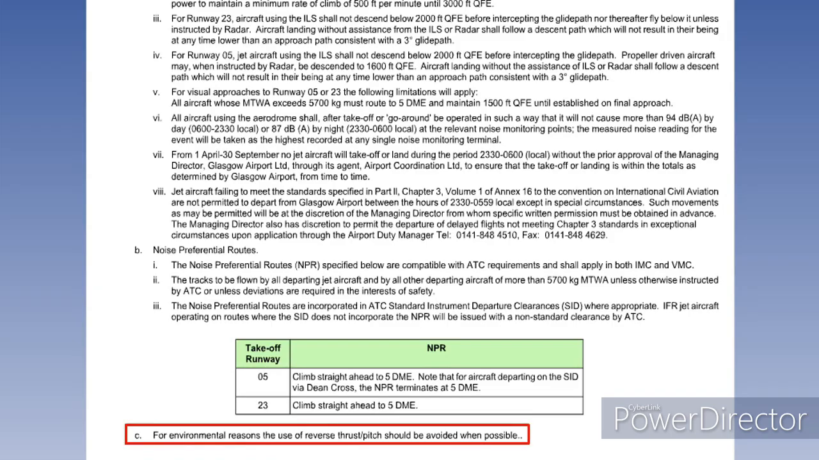For landing, noise abatement procedures do not prevent the use of reverse thrust and reverse pitch, although individual local procedures may request the minimum use of reverse. Also, displaced landing thresholds should only be used for noise abatement if aircraft performance requirements can be met on the reduced runway length.